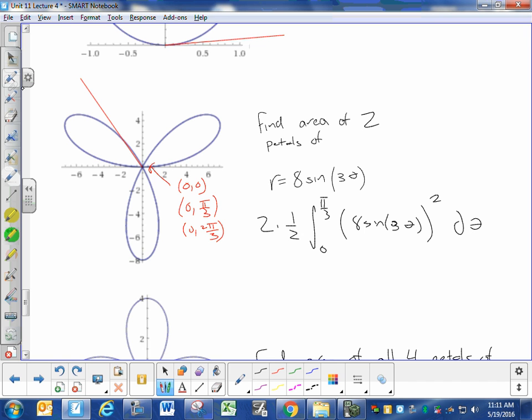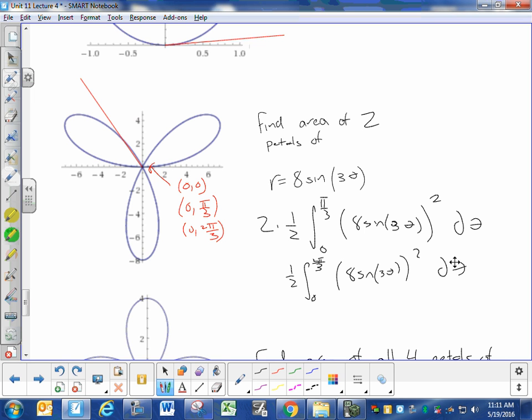So 1/2, 0 to 2 pi over 3. How did I figure out 2 pi over 3? Either you just are graphing it using your angles, or you're looking at when this is equal to 0. This is equal to 0 whenever we have multiples of pi. So 0, pi, 2 pi, 3 pi. So whenever we have a pi over 3, the 3's will cancel. So 0 to 2 pi over 3 of 8 sine 3 theta squared. That will give you the same thing.